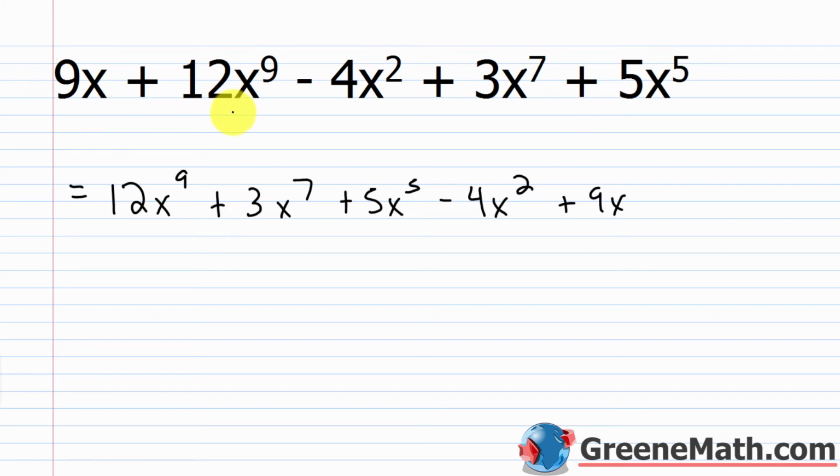And so 9x plus 12x to the 9th power minus 4x squared plus 3x to the 7th power plus 5x to the 5th power, written in standard form, is going to be equal to 12x to the 9th power, that's first, plus 3x to the 7th power, that's second, plus 5x to the 5th power, that's third, minus 4x squared, that's fourth, and then finally, in 5th place, plus 9x.